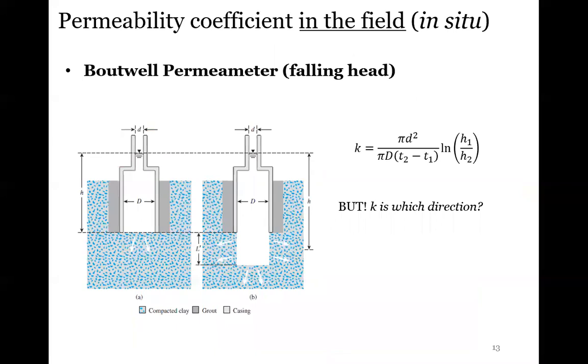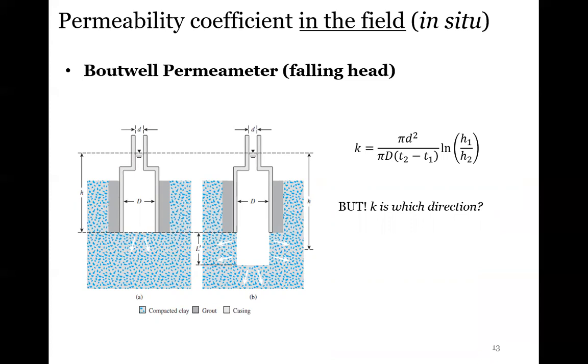There are a few other types of permeability tests that can be performed in situ, for determining the actual permeability coefficient in the field. The Boutwell permeameter is one. There's another one called the VIP, the vertical in situ permeameter, that FDOT uses a lot. So if you work around Florida, you may have to use that. It was developed by UF a few years ago, so it's starting to be used a lot.